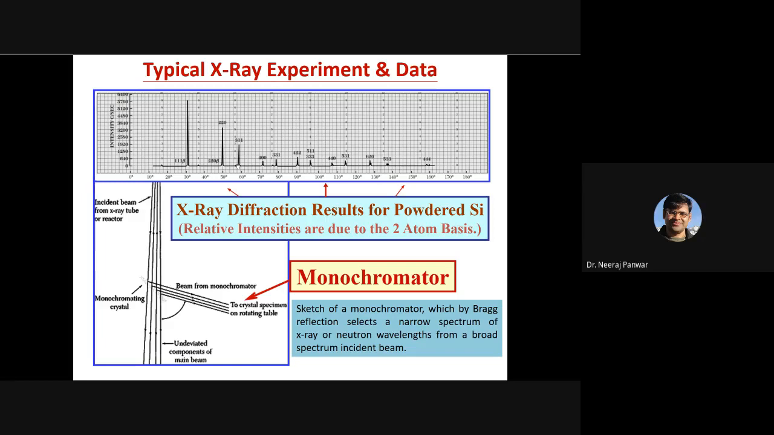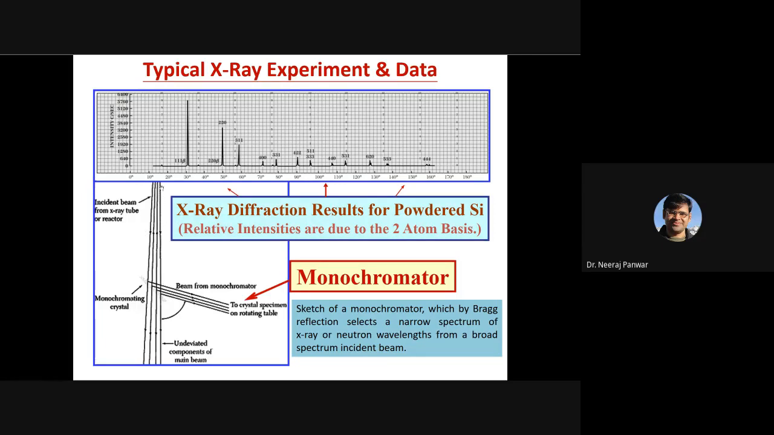So what is the angle of incidence for the X-rays, so that the 311 planes will produce an X-ray diffraction? And this is the diagram again taken from the Kittel book.